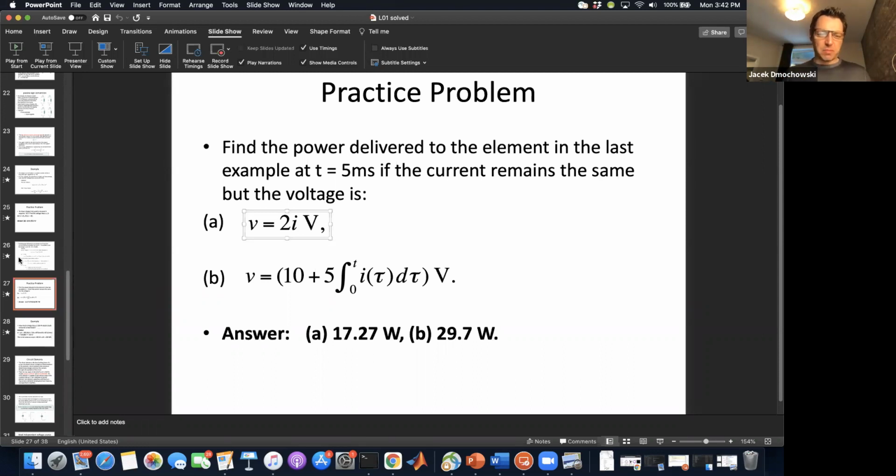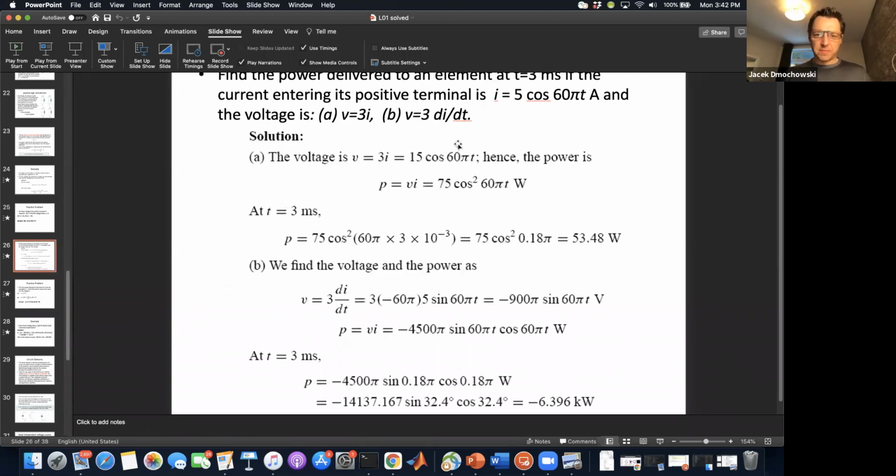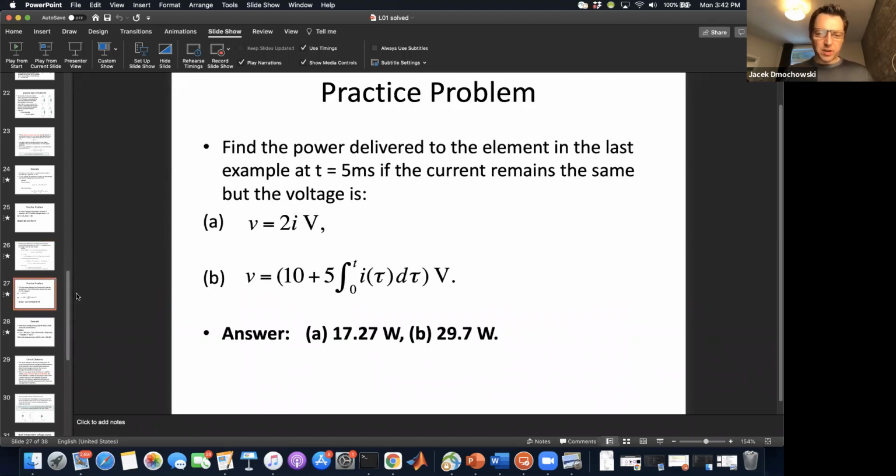You're basically doing the same thing as here. The only difference is now your expression for the voltage, instead of being 3i, is equal to 2i. So there's nothing conceptually new here. You have an integral in the second part, so you have to know how to integrate a sinusoidal function.